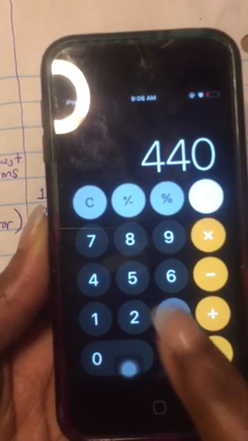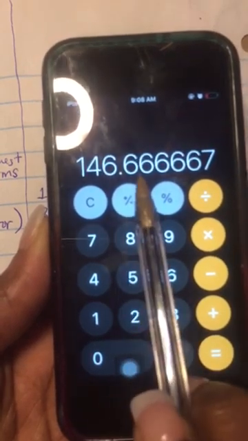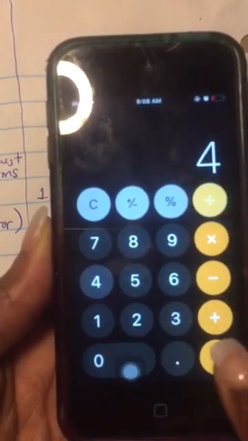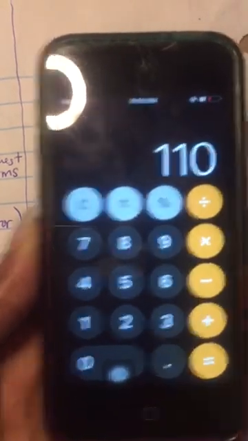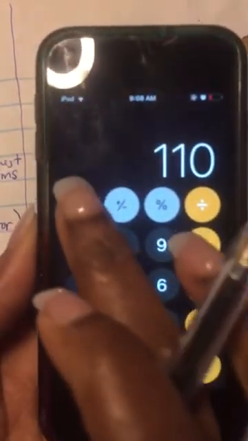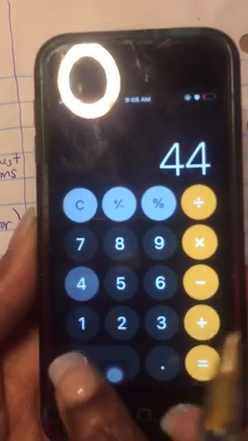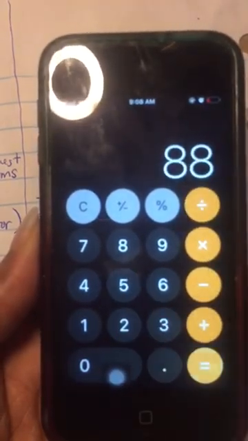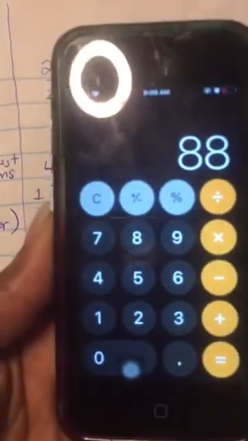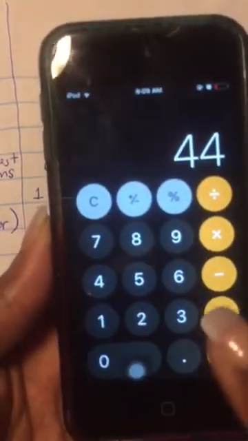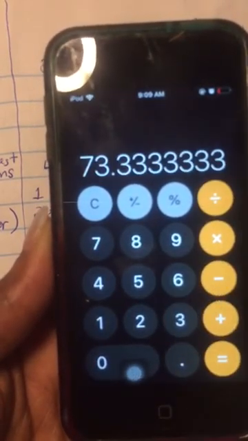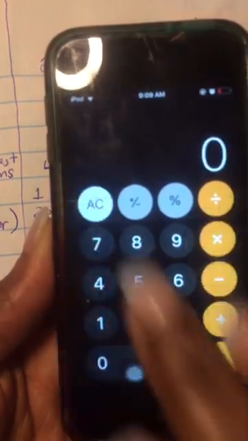So divided by 3, that gives us a decimal. So that means that 3 is not a factor. 440 divided by 4. That means 4 times 110. So we're finding all of the what? The factors. 440 divided by 5. So that means 5 times 88. 440 divided by 6. That gives us a decimal, so 6 is not a factor.